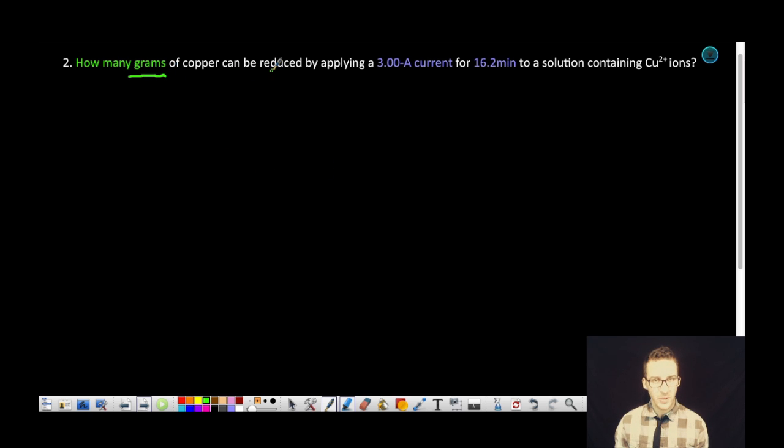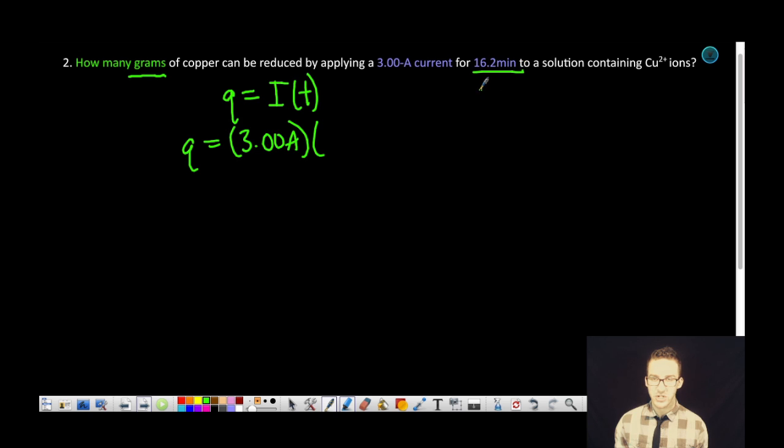It's asking us how many grams of copper can be reduced by applying a 3.00 amp current for 16.2 minutes to a solution containing copper 2 ions. Okay, so our formula that we want to use is Q equals I T here. Q, of course, being our charge in coulombs. The current here is 3.00 amps, and we apply that current for 16.2 minutes. It's important, though, to change this to seconds, which would be 972 seconds.